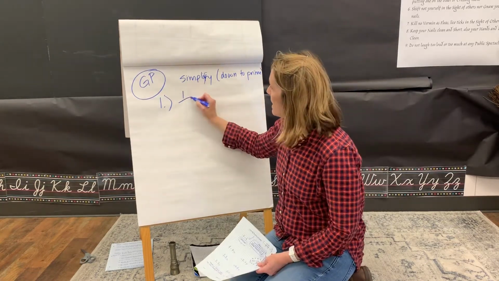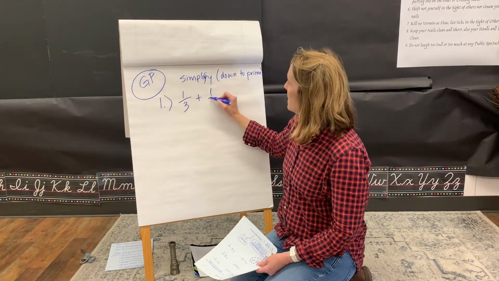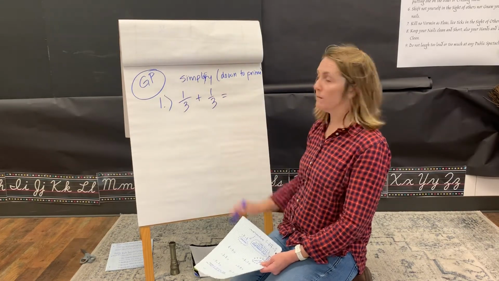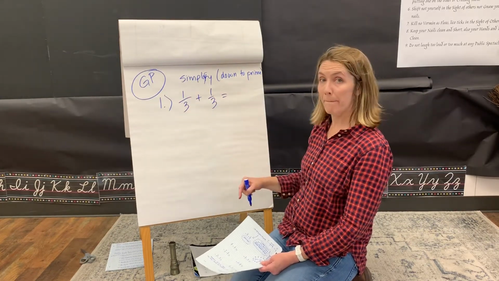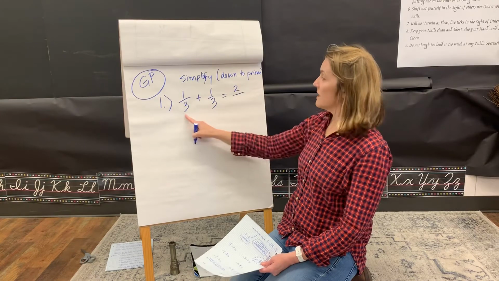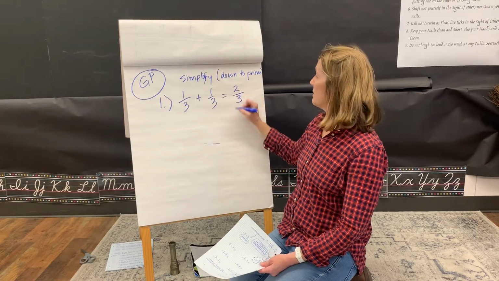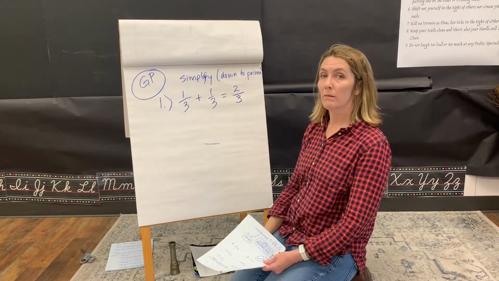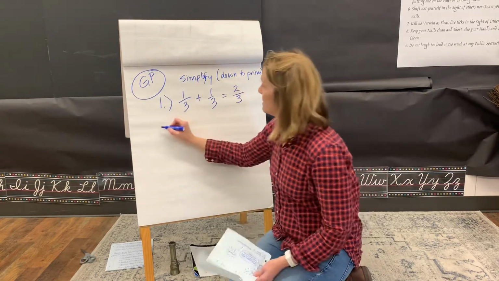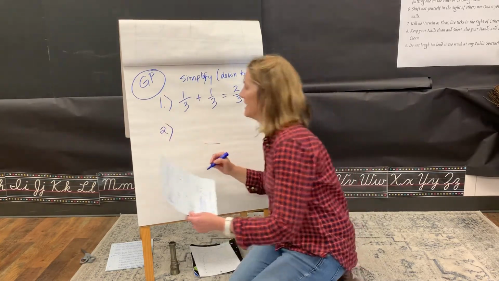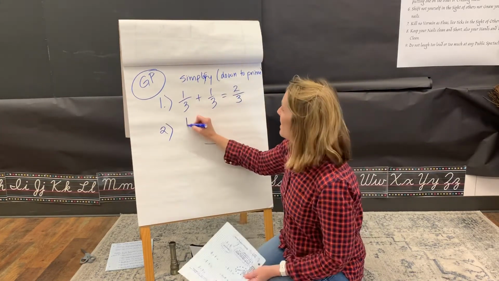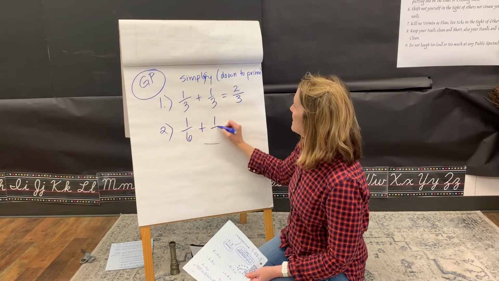So if we did 1/3 plus 1/3, what does that equal? 1 plus 1, yeah, 2. Keep the denominator the same, 3. Is that one whole? No. Okay, let's do number 2. Number 2 is 1/6 plus 1/6.